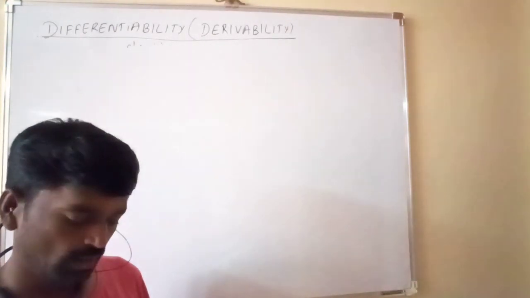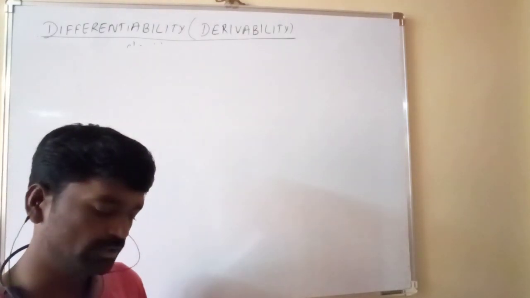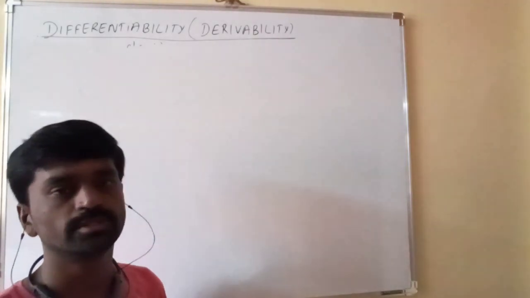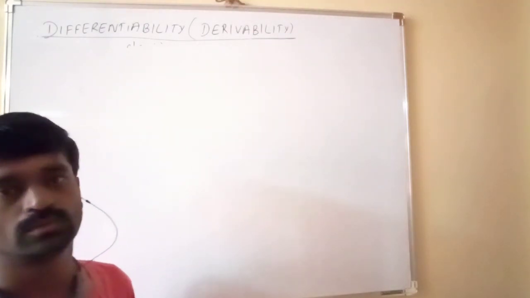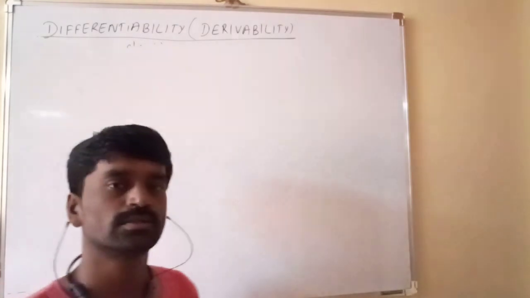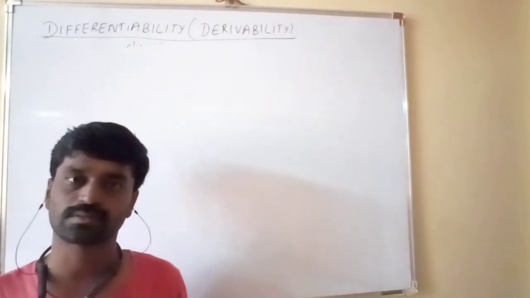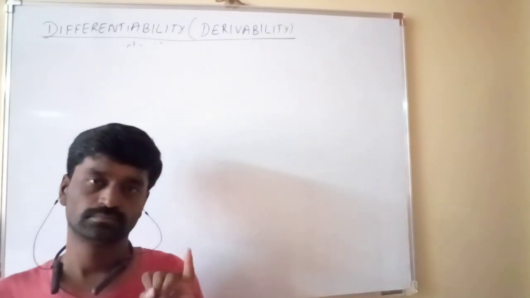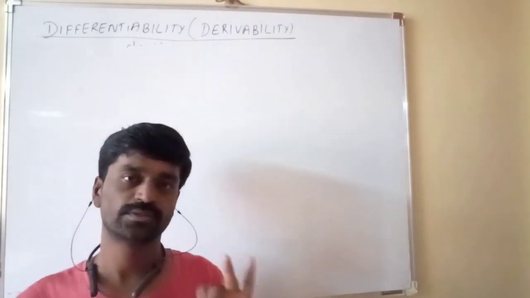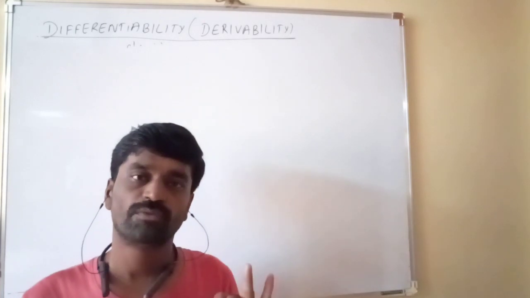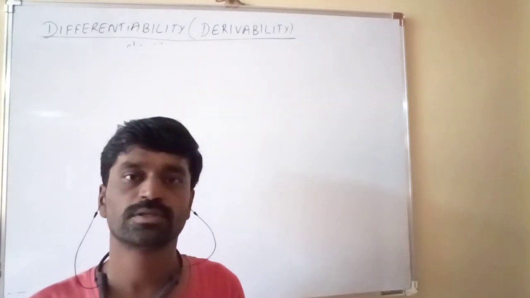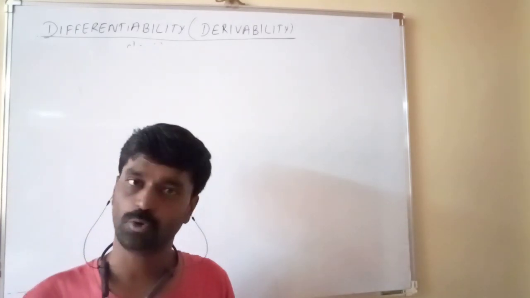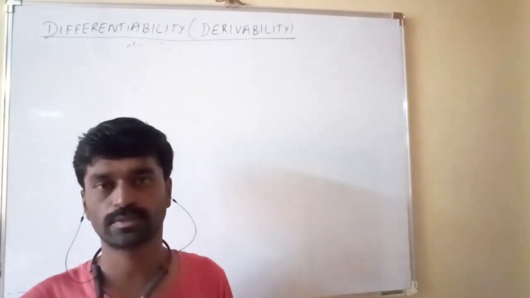So, how can a function fail to be differentiable? In which cases is the function not differentiable? Already we discussed: the left hand derivative and right hand derivative both exist, but they are not equal. So in this case, the function is not differentiable. Second case: the function is discontinuous. If the function is discontinuous, is it possible to draw a unique tangent at that point? No. So the function is not differentiable.